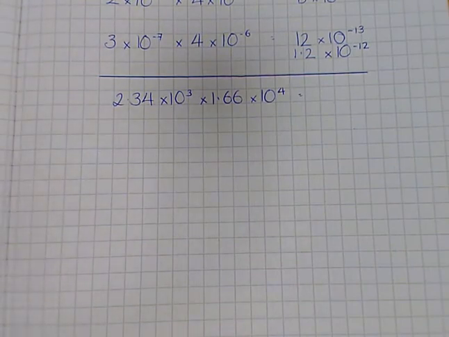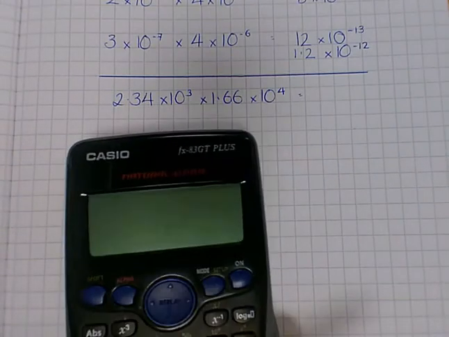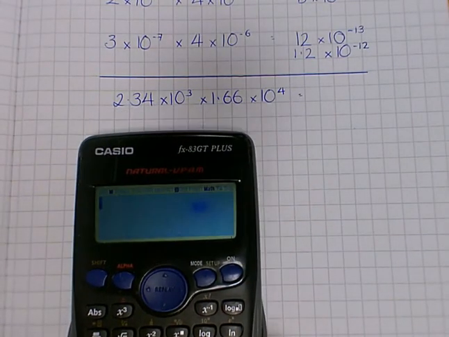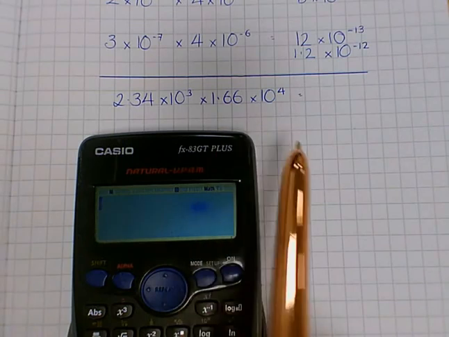So the last example we're going to have a look at with multiplying in standard form is the example on the screen now. We've got 2.34 times 10 to the power of 3 multiplied by 1.66 times 10 to the power of 4. So we've got some decimal numbers here, but we're going to use the same method that we have done already, but we're going to need to use a calculator. So we're still going to multiply the 2.34 by the 1.6.